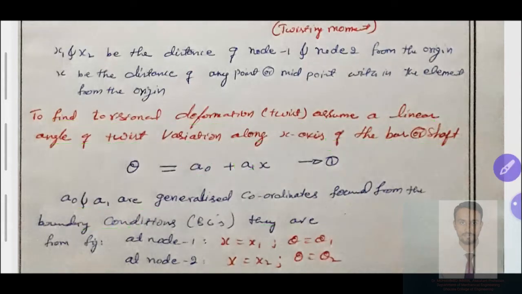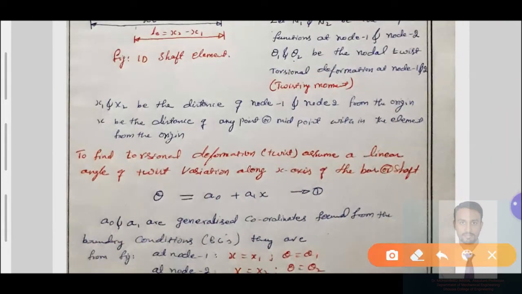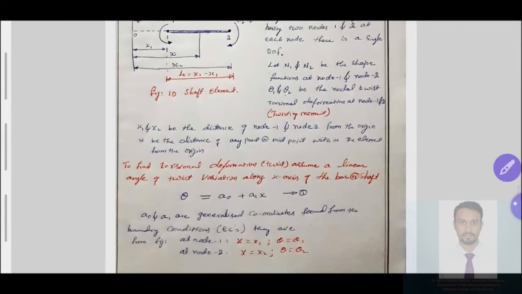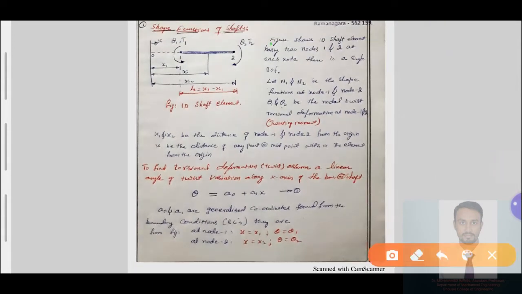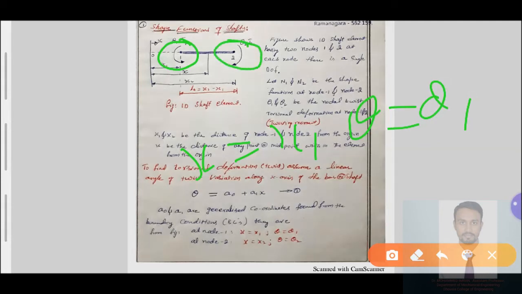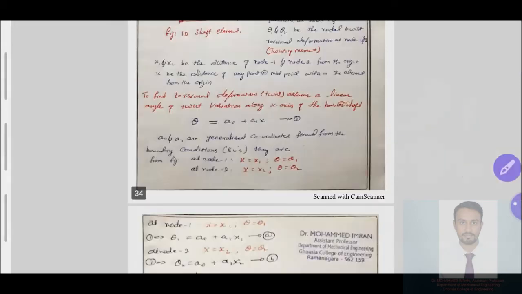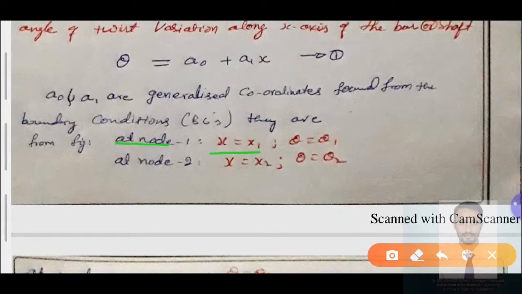From the equation, a0 and a1 are the unknowns. To determine a1 and a0 we need to select the boundary conditions from the figure. At node number 1, x equals x1, then theta becomes theta 1. Similarly at node number 2, x equals x2, then theta becomes theta 2. From the figure we have taken these values.